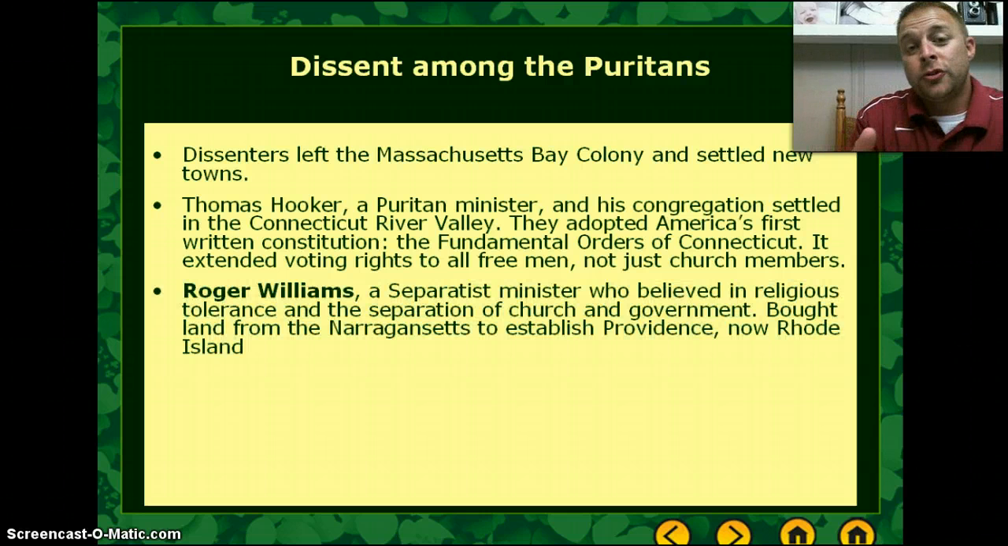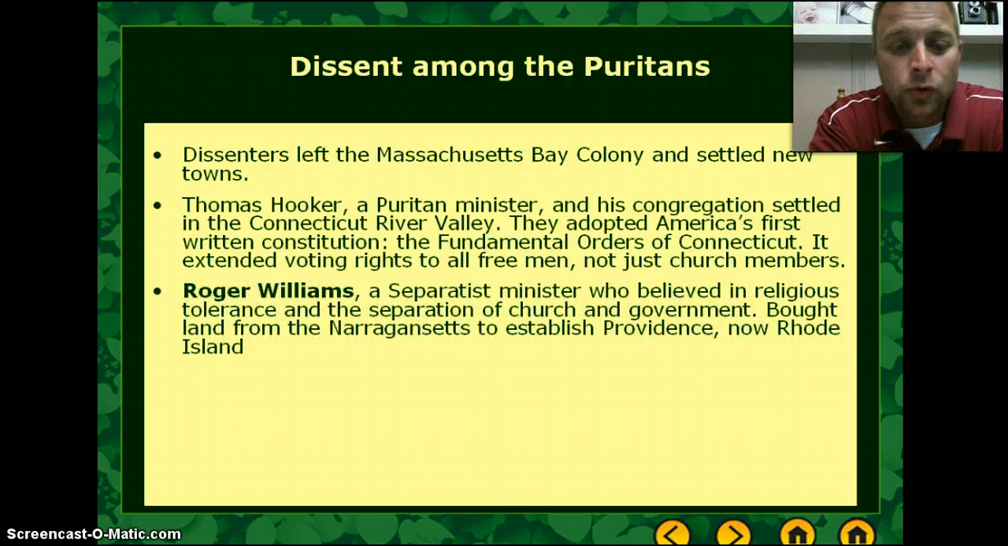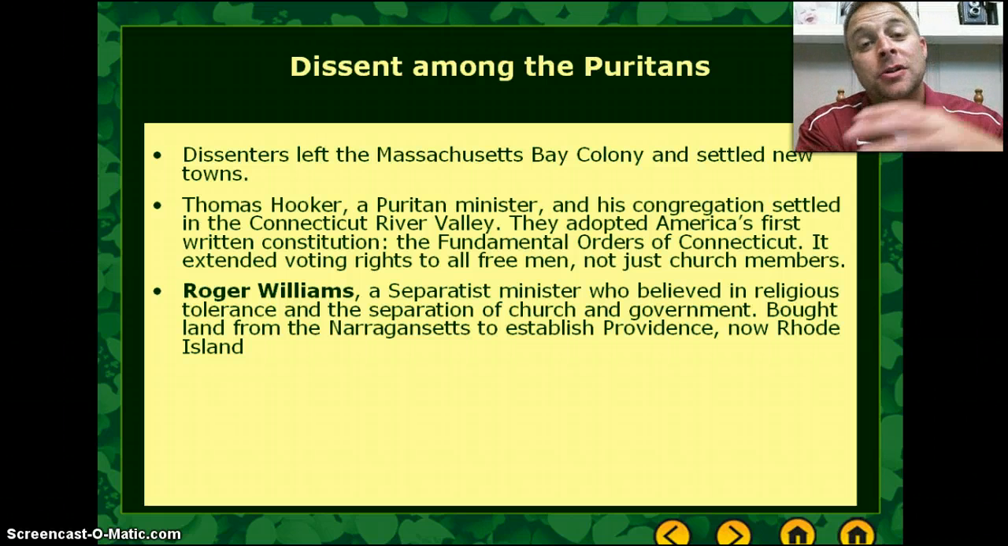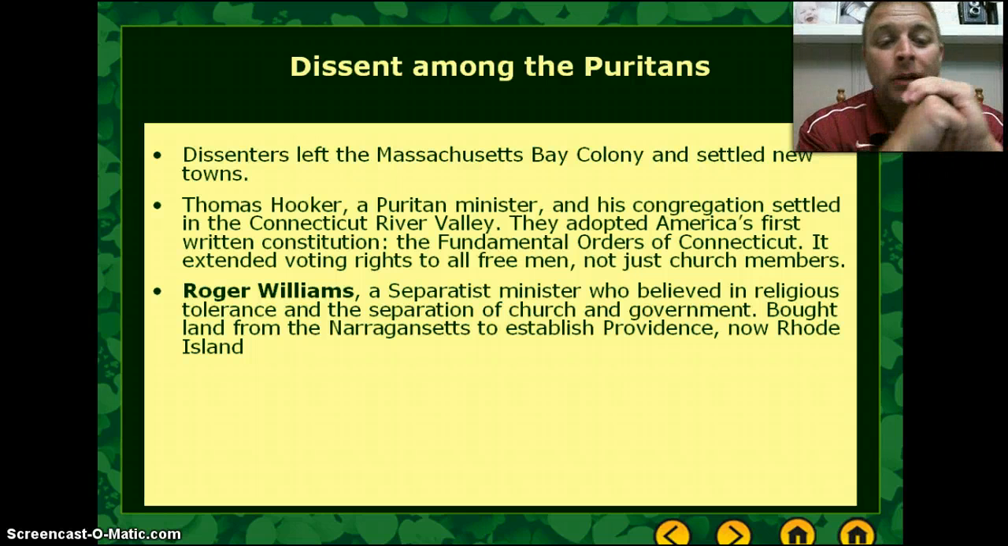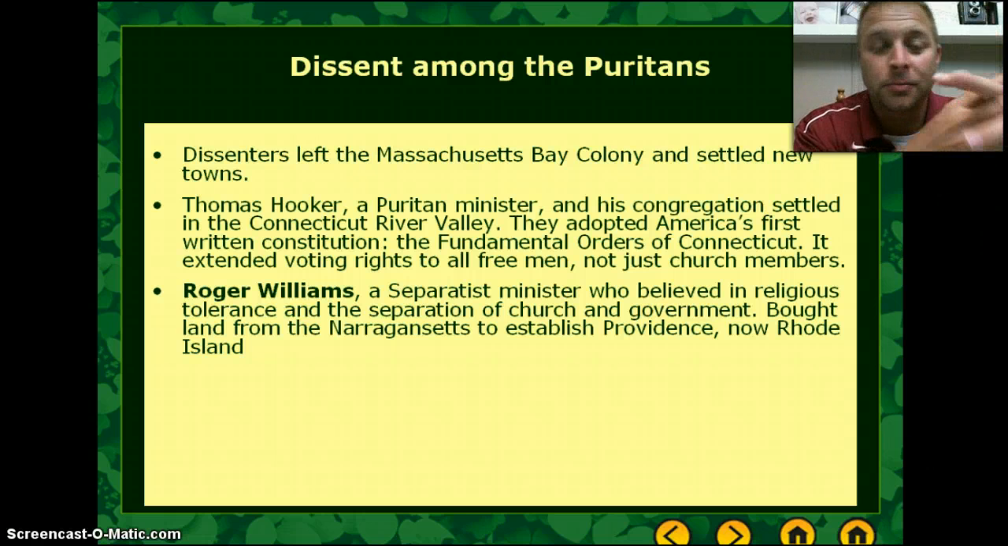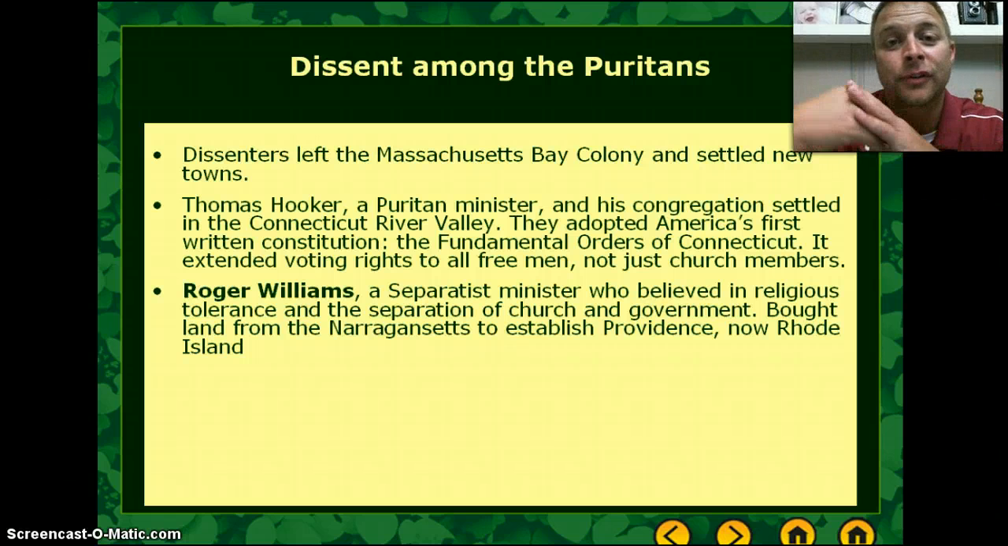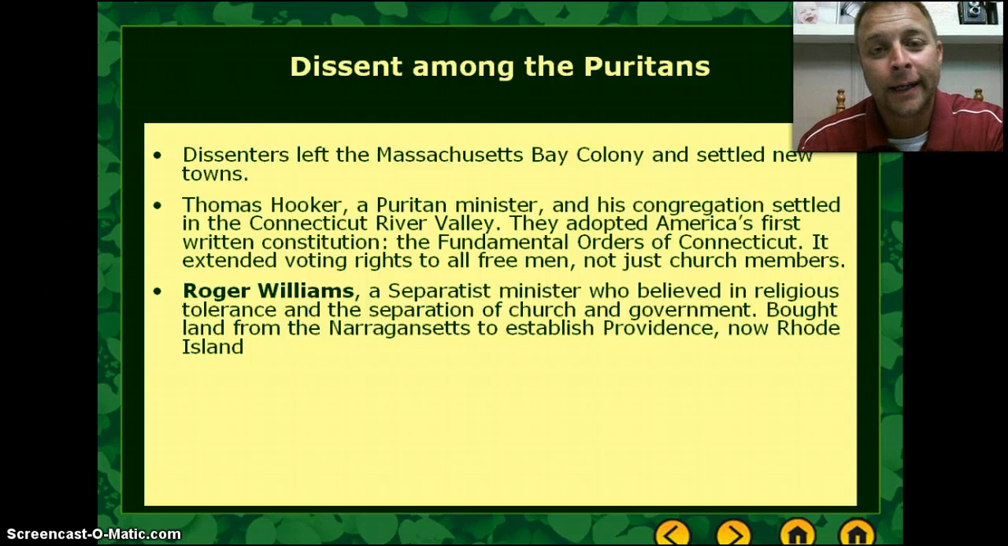Roger Williams, who you should have probably learned about in middle school, was a separatist minister who believed in religious tolerance, unlike many of the Puritans, and the separation of church and state. So he bought land from the Narragansetts to establish the colony, or the town of Providence, which means God's will or God's favor, God's grace. That is going to develop into the colony and later state of Rhode Island. So Roger Williams is an important early figure.